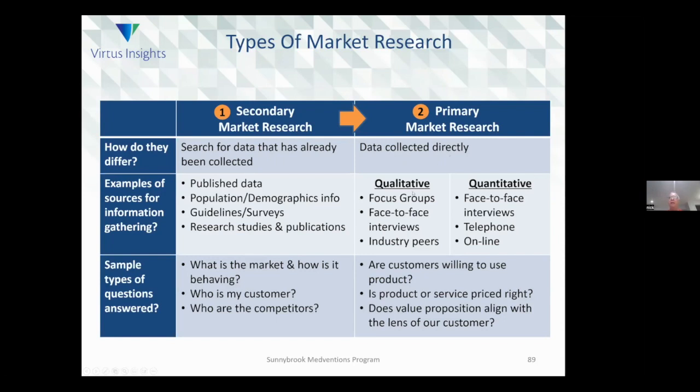It can be done qualitatively through focus groups, face-to-face interviews or industry peers, or it can be quantitative through face-to-face interviews, telephone interviews, or online engagement. And it answers a different set of questions. It can answer, are customers willing to use my product? Is my product or service priced right? And does the value proposition align with the lens of our future customers?